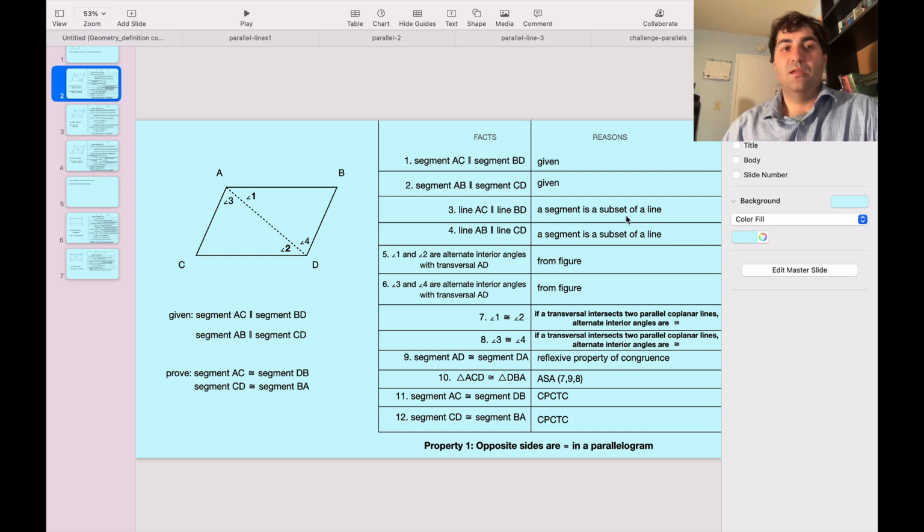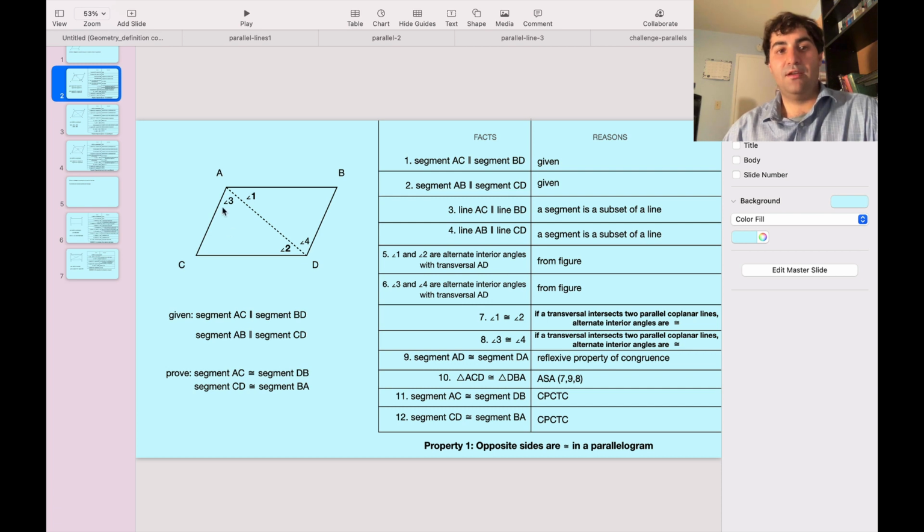a line. So if you have two segments that are parallel, if you extend both those segments in either direction, they stay parallel, right? So the lines are going to be parallel. Line AC is parallel to line BD, and line AB is parallel to line CD.